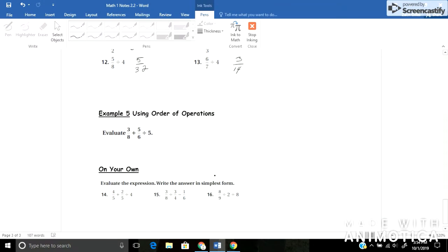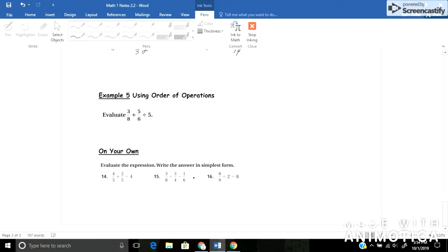And our last example, example number 5. Remember that just because we're learning one new thing doesn't mean we can't spiral back to what we learned before, which is the correct order to do things in math. Give ourselves a little reminder: PEMDAS, please excuse my dear Aunt Sally. Parentheses, exponents, multiply, divide from left to right, add, subtract from left to right.